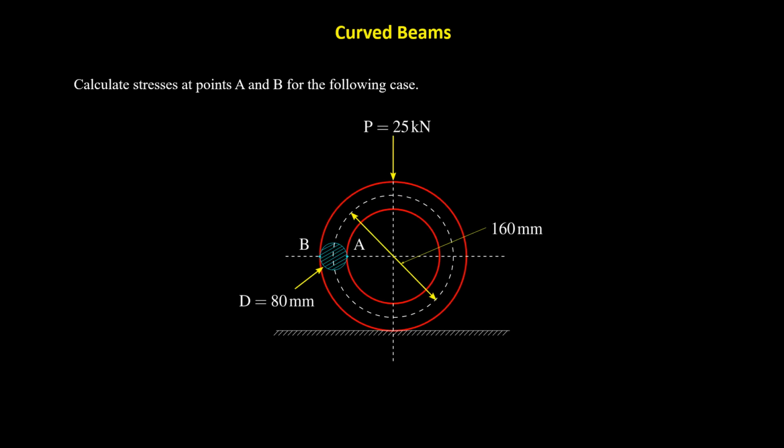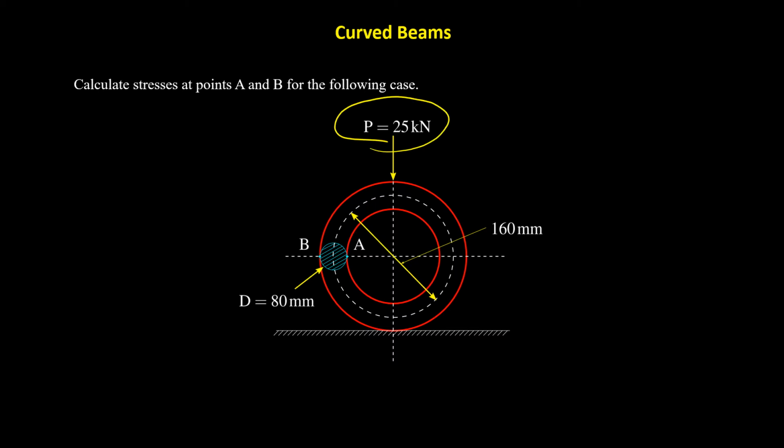Hi, let's take a look at this curved beams example. This time we have a circular ring and we're asked to calculate the stresses on points A and B. Then we have all the data here. So this ring is affected by a force of 25 kilonewtons just here.